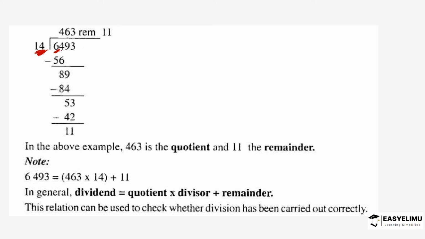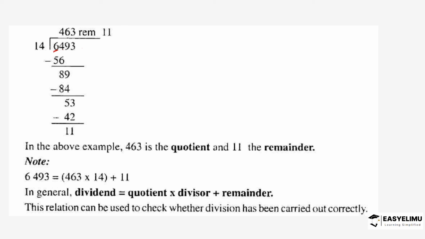That is not possible. So you'll pick the first two digits in the dividend, which is 64. And then you see, 14 goes into 64 how many times? You realize that 14 goes there 4 times. So you write it on top of the second digit of the 2. Remember, don't make a mistake and write it on top of 6. That will be a problem. So don't do that. You write it on top of the second digit of the 2.